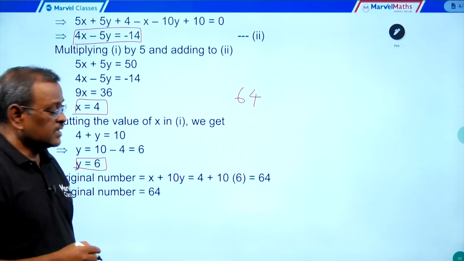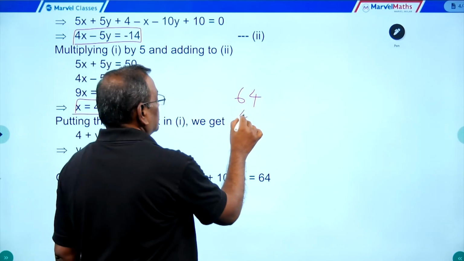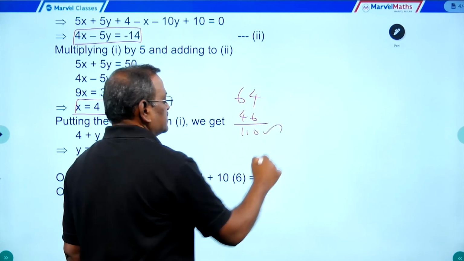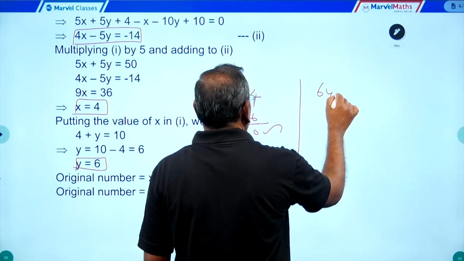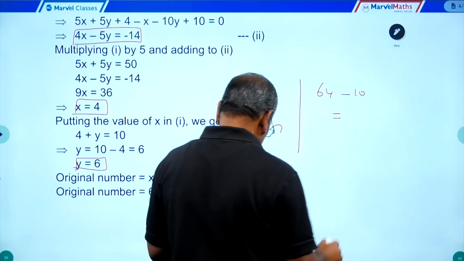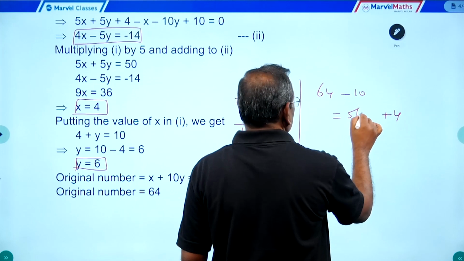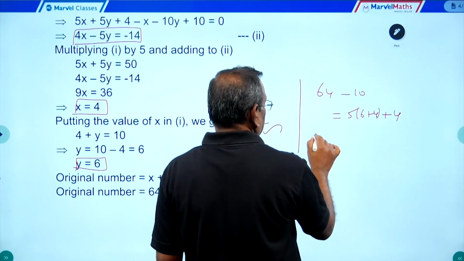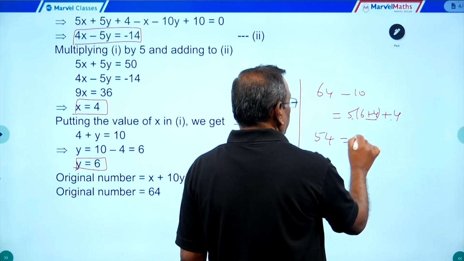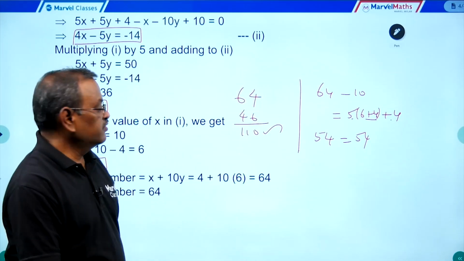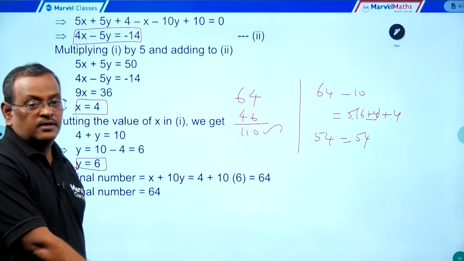Now verify whether your answer is correct. What is the reverse order? 46. If you add these two, the first condition is verified. What is the second condition? 10 is subtracted from the original number. So it is 4 more than 5 times sum of the digits, 6 plus 4. So what is LHS? LHS equal to 54. And then 4 plus 6, 10. 10 into 5, 50, plus 4, 54. Yes, your answer is correct. Therefore, the 2-digit number is 64. Always write the conclusion with proper order, care.